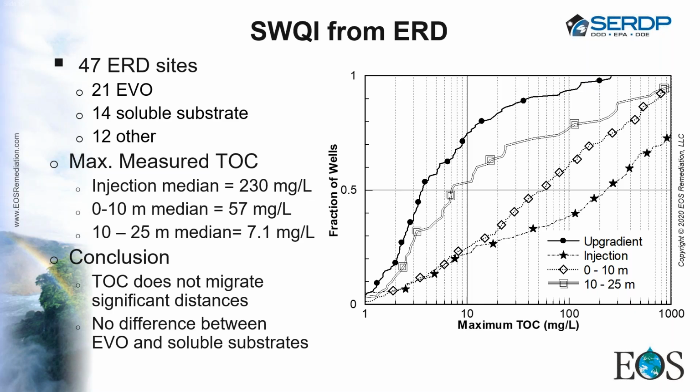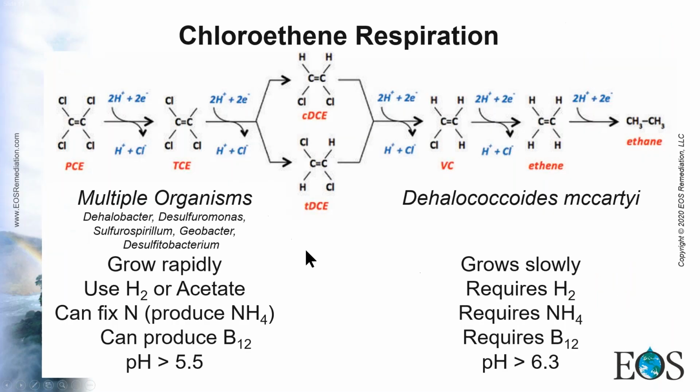I know some people do that, and I want to take an exception here. There are people that have sites with groundwater velocities of 1,000 feet per year. Sure, it could certainly migrate down there, but I think at a lot of sites, TOC does not migrate significant distances. Okay.